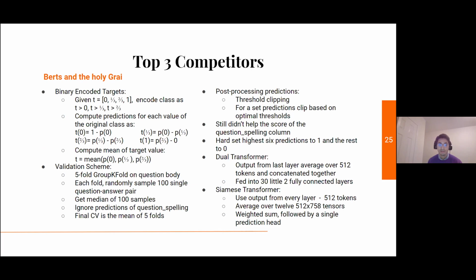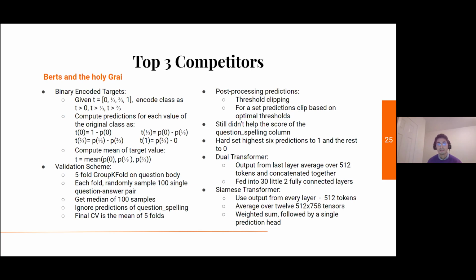So what they decided to do was in each fold, they randomly sampled 100 single question and answer pairs. And then they took the median of those 100 samples. And then they decided to ignore the predictions from the question spelling, since it was causing further errors in their score. And they got a final cross-validation by the mean of all those 5 folds. And in their write-up, though, they mentioned instead of 100, they were utilizing 1,000. And then they took a median of those 1,000. I'm not exactly certain where they got 1,000, if they're using 5-fold group K fold, but no one made a mention of it in the discussion. So I chose to just keep the 100 in here.